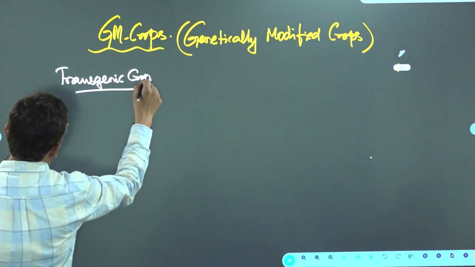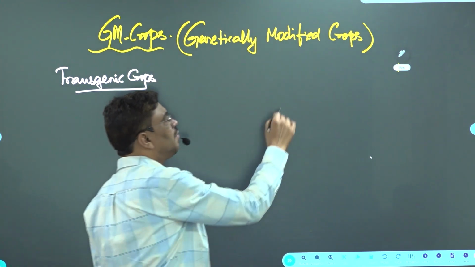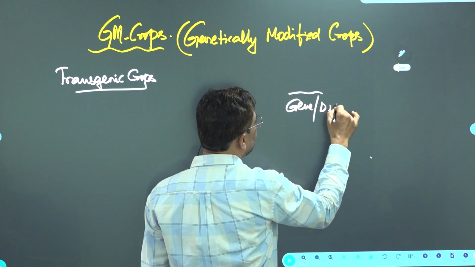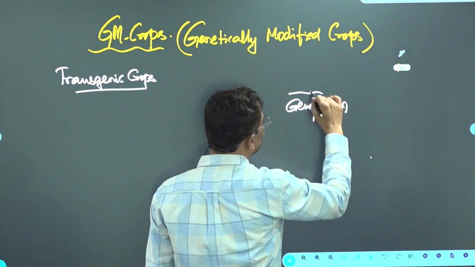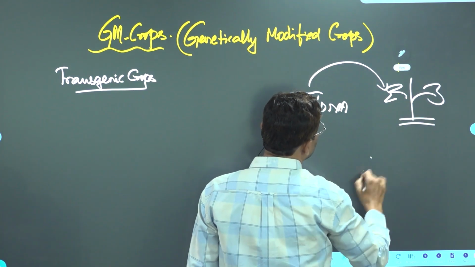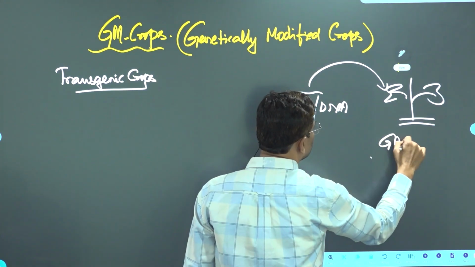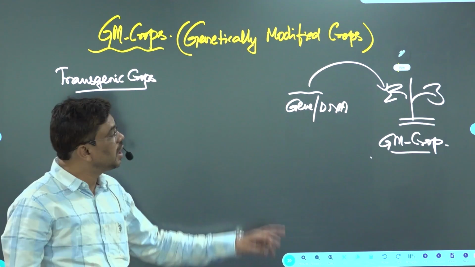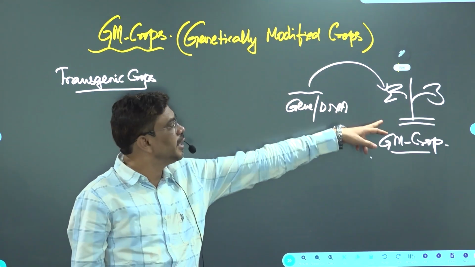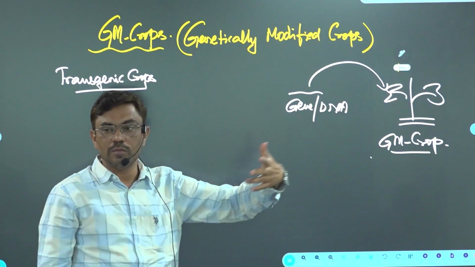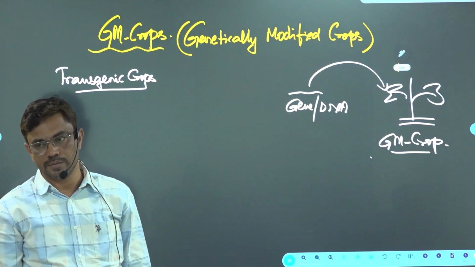So what are transgenic crops? Suppose this is a gene, or you can say this is DNA. A DNA of interest is inserted into a crop plant, thereby this crop becomes a GM crop. Got it? So a gene of interest is inserted into the crop, thereby we can get a new crop that we call a genetically modified crop.